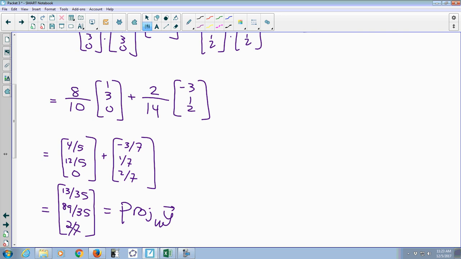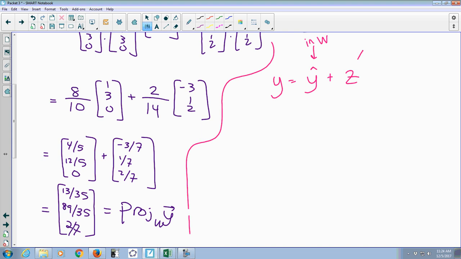Now, I didn't ask you to, but I could ask you to write y as the sum of two vectors, one in W and one orthogonal to W. I just found the one in W, right? So I could write my y as y hat plus z. Y hat is in the space W, that's the one I found. And z is in W perp, or orthogonal to W.